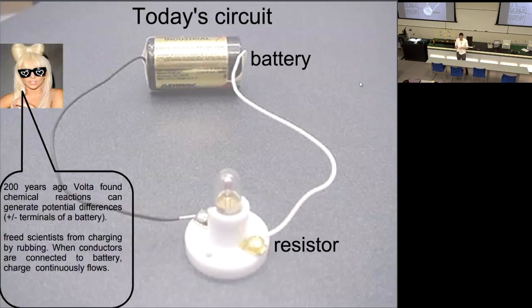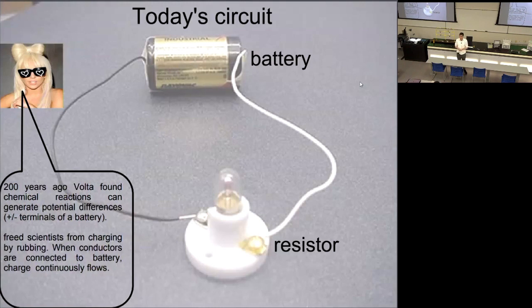Batteries allow electrical charge to continuously flow around electrical circuits. So in this circuit here, it's the battery that constantly allows electrical charge to flow through a circuit. It's the battery in an iPad or an iPhone that allows electrical charge, current, to flow constantly around those circuits.